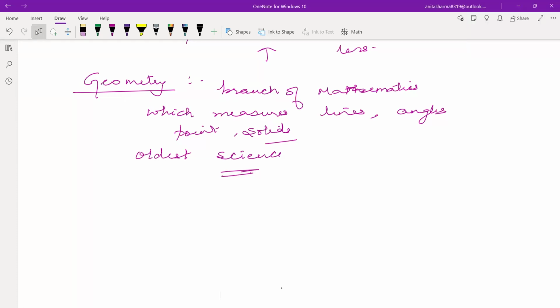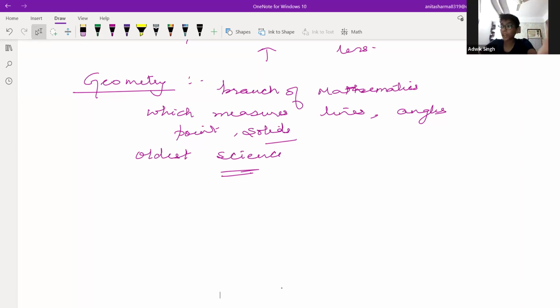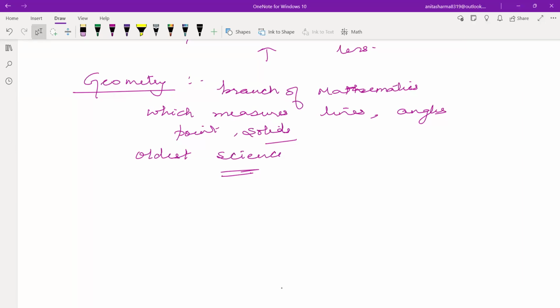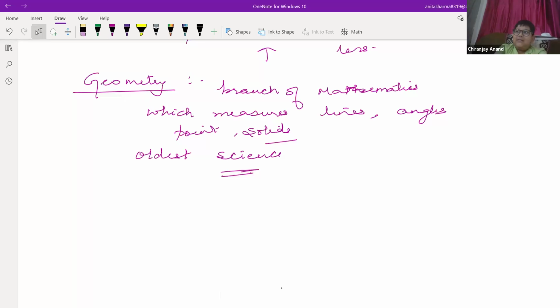So in real life also, will you tell me where geometry is used? Where can we use geometry? Ma'am, in our day-to-day life, measuring. One by one, please tell me. Ma'am, I rejoined. Ma'am, the Wi-Fi went off.